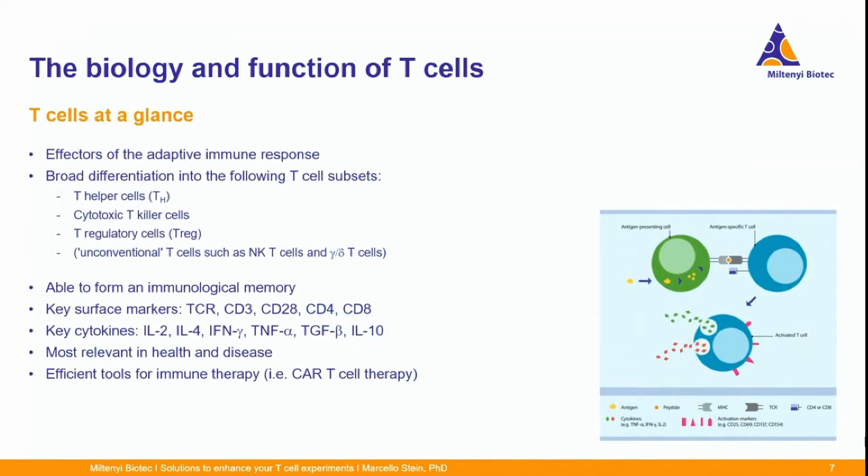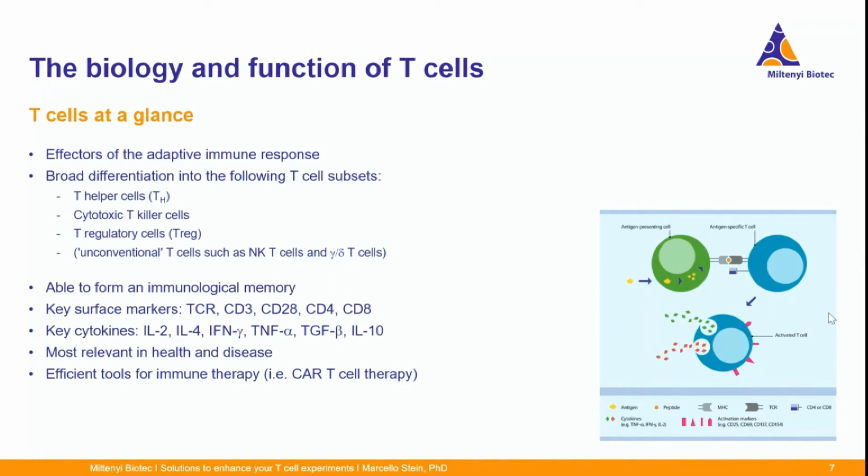T cells play, as effectors of the immune system, an integral role in the adaptive immunity. They can be roughly subdivided into several phenotypically and functionally distinct subsets, such as T helper cells, cytotoxic T killer cells, T regulatory cells, as well as the rather heterogenic group of unconventional T cells comprising, for example, natural killer T cells and gamma delta T cells. T cells are the only immune cells that are able to form a long-lasting immunological memory that helps to respond faster and more efficiently to already experienced threats.